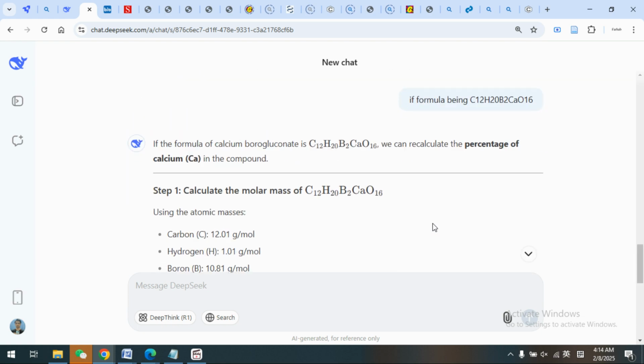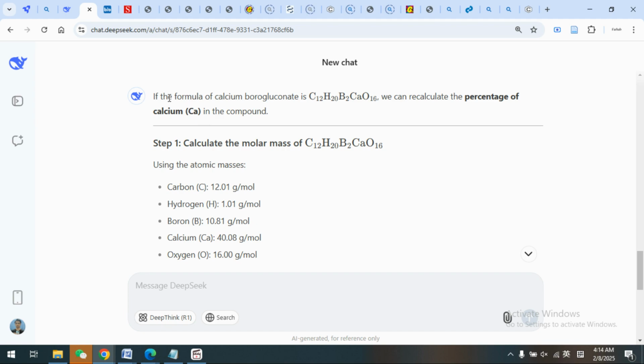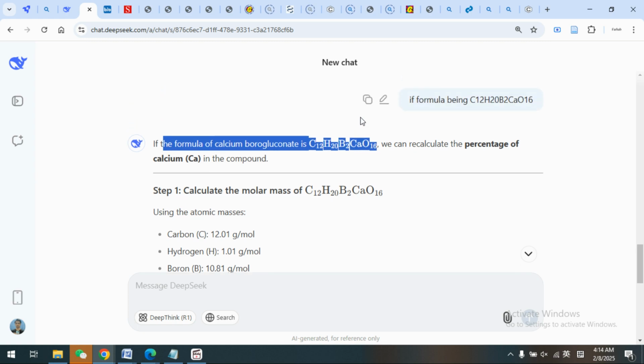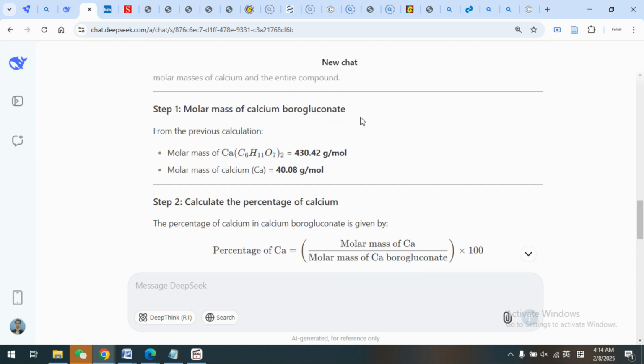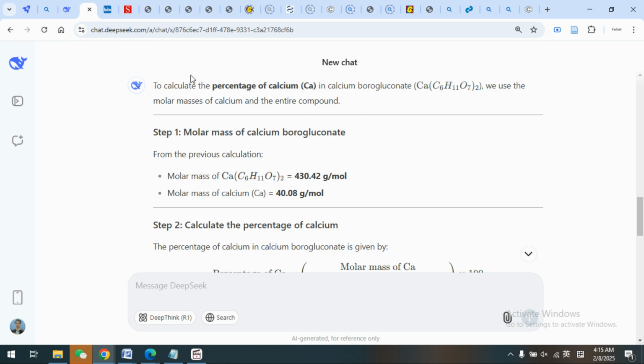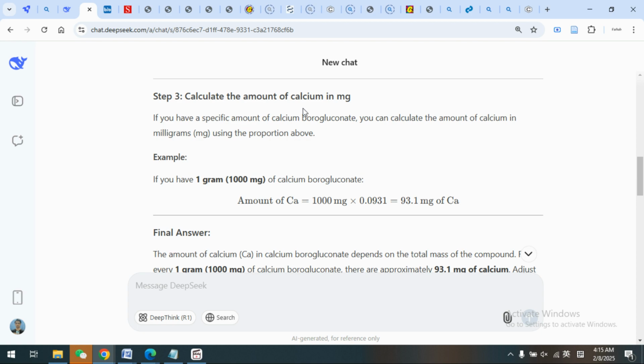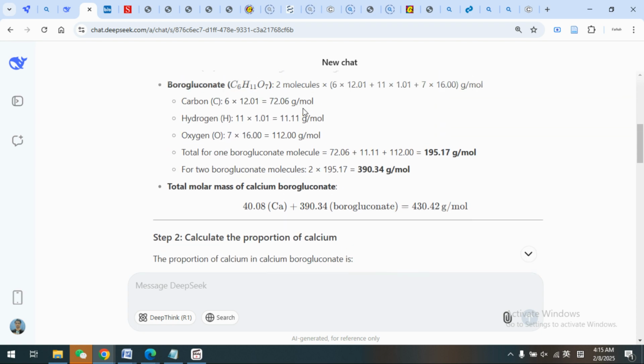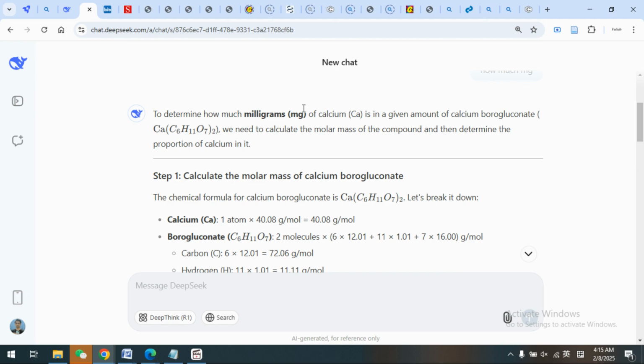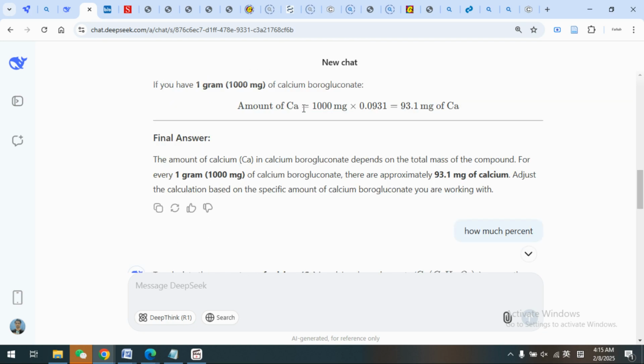So the question is why I told ChatGPT what the formula of calcium borogluconate is. The answer is that the AI can detect its molecular formula to be different. Previously I asked ChatGPT to calculate the molecular weight of calcium borogluconate. So what did it do?